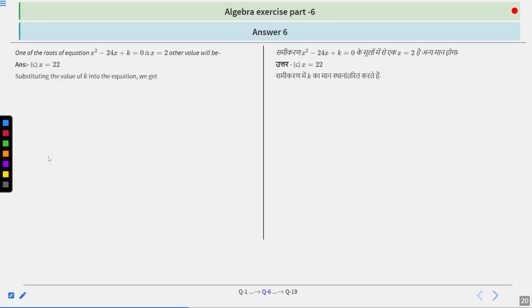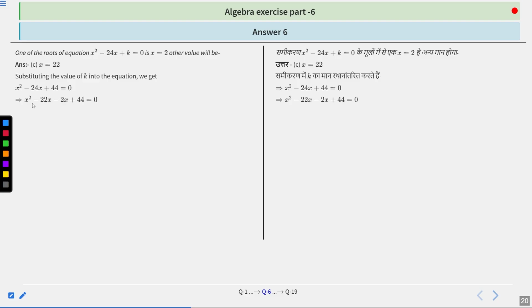Now, substituting the value of k into the equation, we get x square minus 24x plus 44 equal to 0. The value of k we have put in the equation, so we have got a new quadratic equation, that is x square minus 24x plus 44 equal to 0. Now we have to do the factorization of this equation to find the value of x.